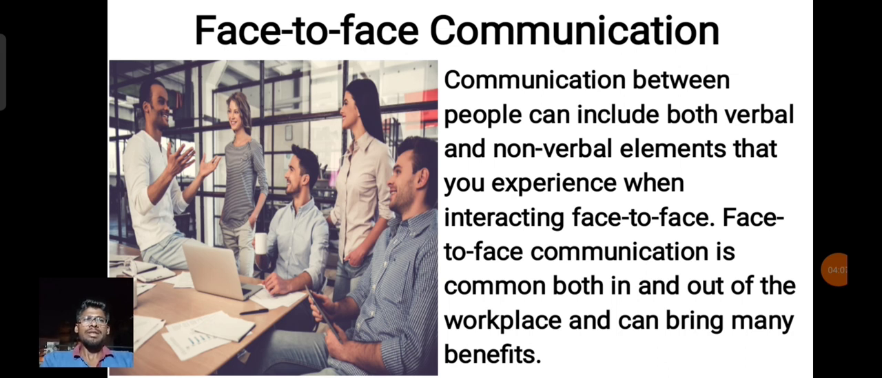Face-to-face communication. Communication between people can include both verbal and non-verbal elements that you express when interacting face to face. Face-to-face communication is common both in and out of the workplace and can bring many benefits. In face-to-face communication we can see gesture, attitude, and other experiences when interacting.